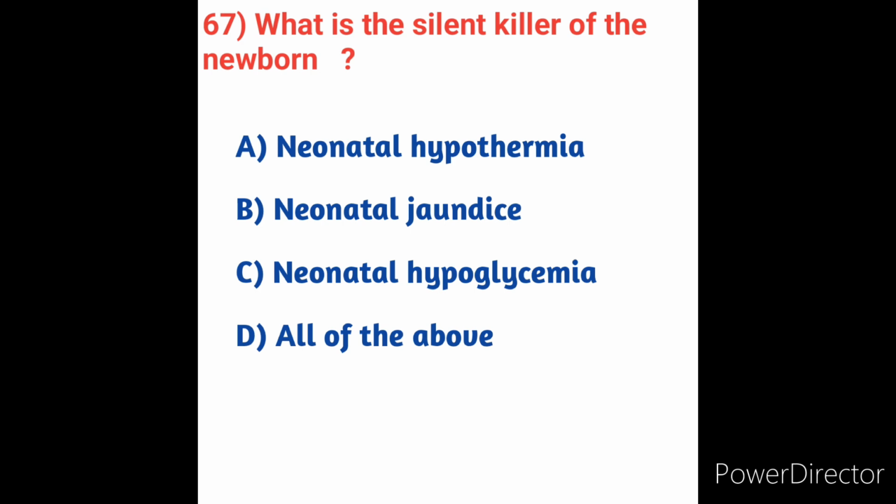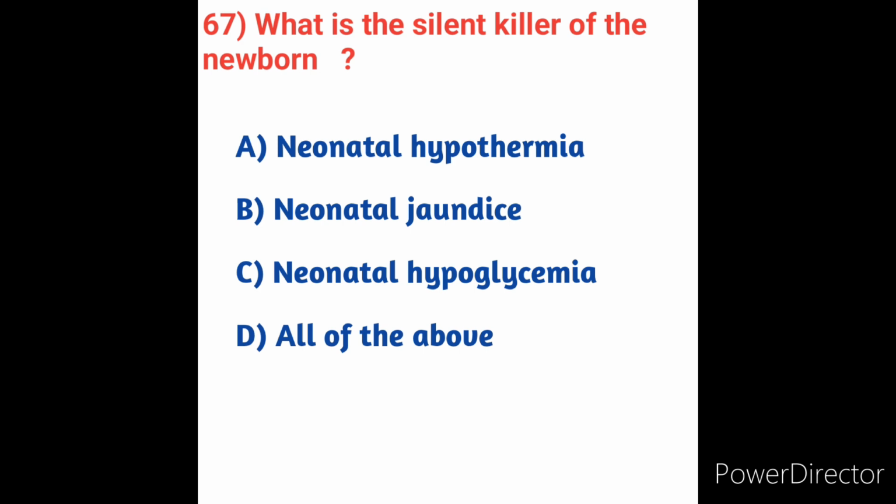What is the silent killer of the newborns? Options. Option A, neonatal hypothermia. Option B, neonatal jaundice. Option C, neonatal hypoglycemia. Option D, all of the above.